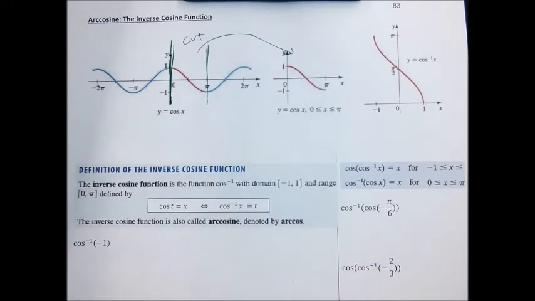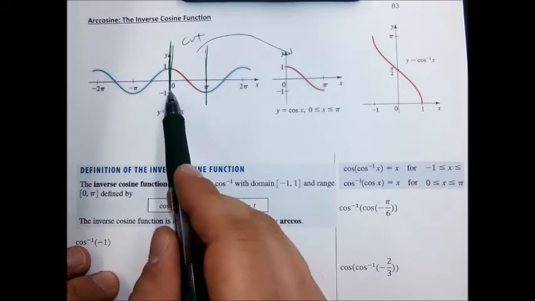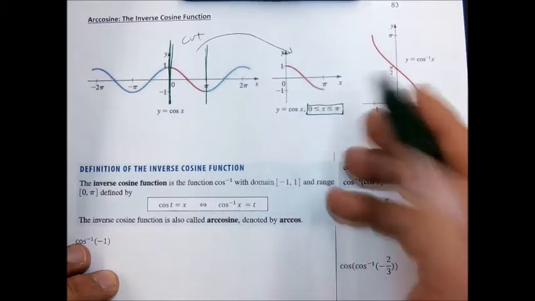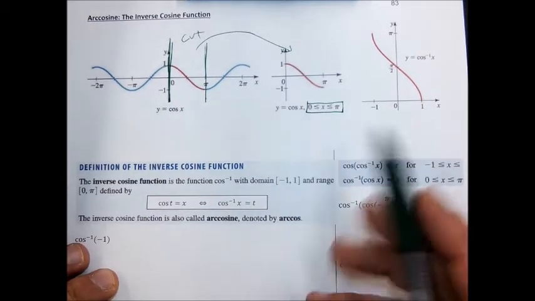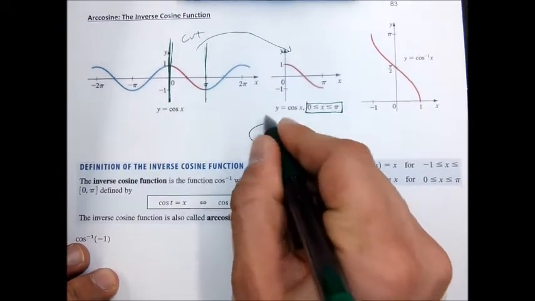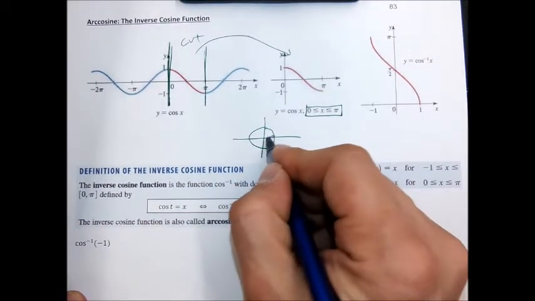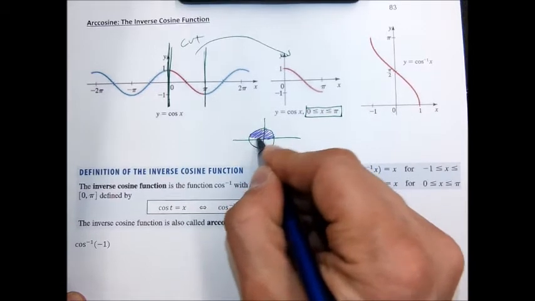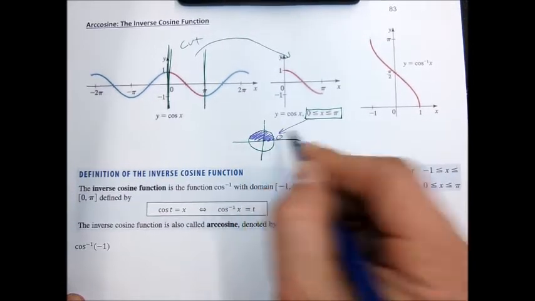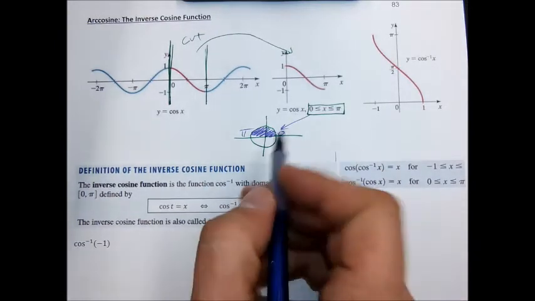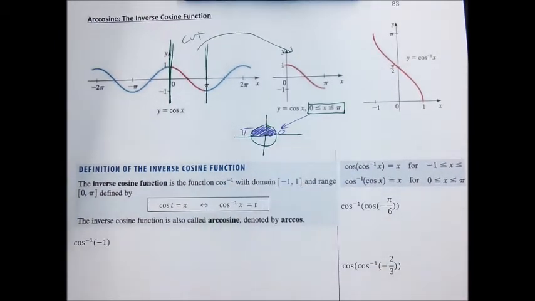But notice that, again, the interval is different, right? So instead of being from minus pi over 2 to pi over 2, our interval for cosine inverse is from 0 to pi. And so now we're thinking about, on the unit circle, from 0 to pi, which is the top half of the unit circle. Right, so 0 is the start, pi is halfway around, and so we're talking about the top half of the unit circle when we talk about cosine inverse.